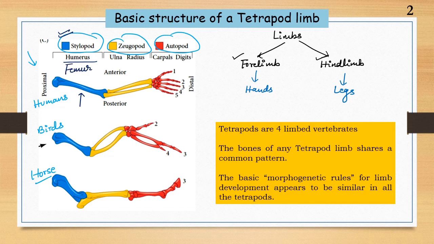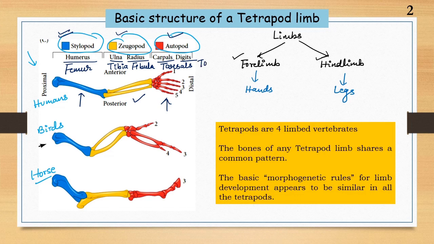Femur. Now in the case of the zeugopod, two bones are present, radius and ulna. In the hind limb, the two bones that are present are tibia and fibula. Now in the case of autopods, carpals and digits are present. There is one more structure, the metacarpal, which is not mentioned here. In the hind limb, they are replaced by tarsals and toes.